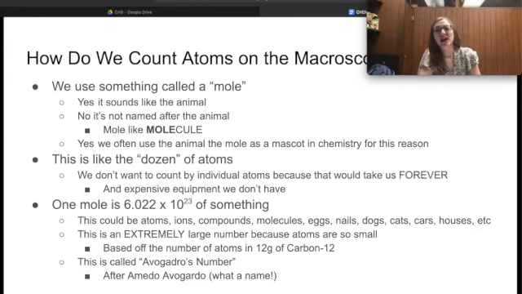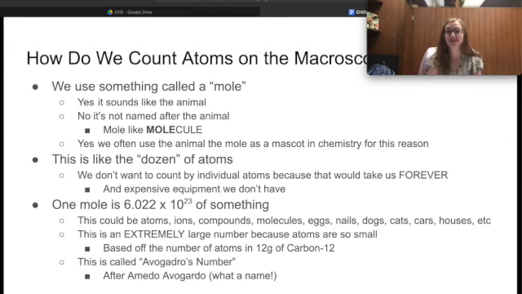Okay, so how do we actually count these atoms on the macroscopic scale? We use something called a mole. Yes, it sounds just like the animal. No, it's not named after the animal. Mole, like molecule. That's the way it's spelled.